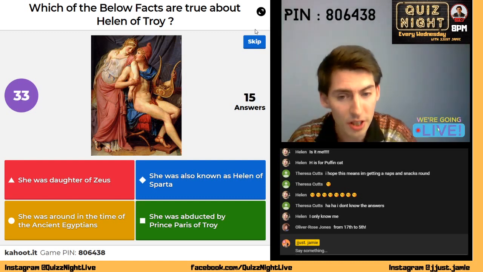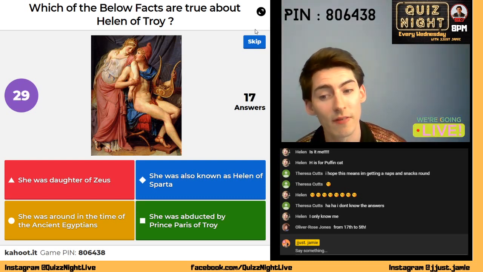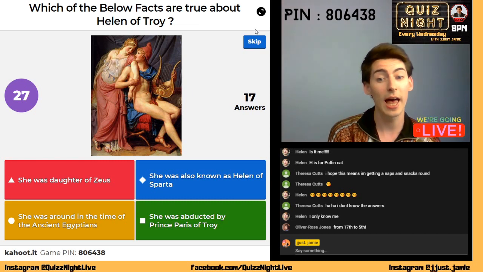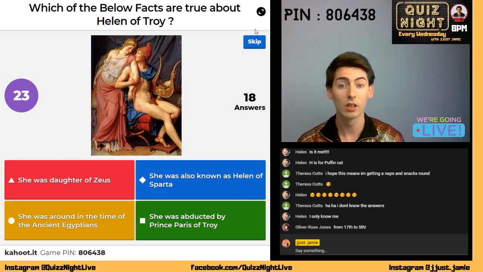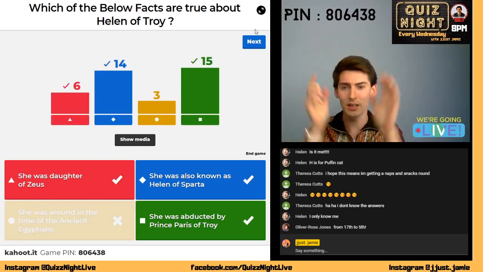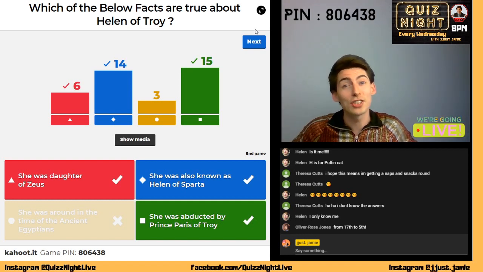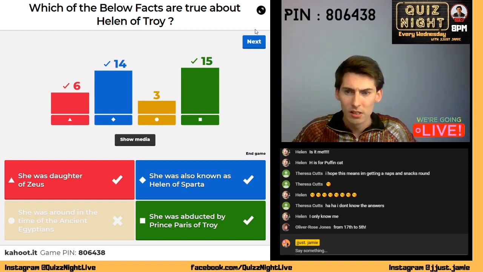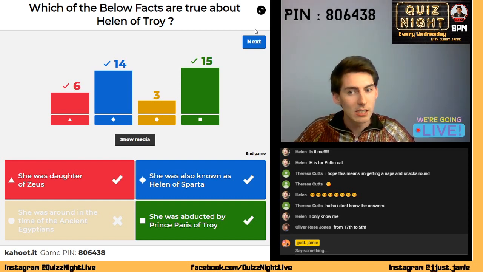So was she the daughter of Zeus? Was she also known as Helen of Sparta? Was she around in the time of the ancient Egyptians? And was she abducted by Prince Paris of Troy? Do we know the answer? 18 of you have answered so far. I'm assuming there's more of you here. If you have joined later, the pin is above my head. Yes, it was all 3 of those. She was actually around in the time of the ancient Greeks.